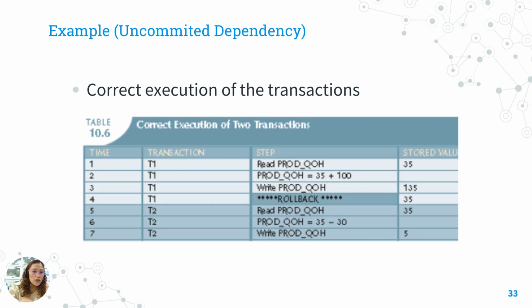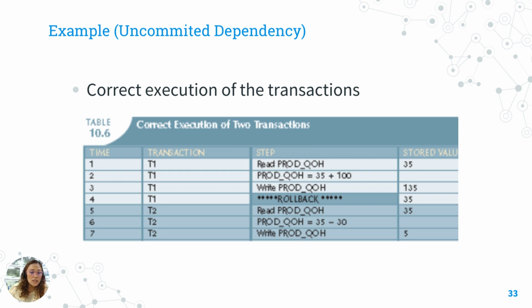Okay. So, for the correct execution of this transaction, this is the correct one. As you can see, transaction 1 is completed first before transaction 2 will start. Transaction 1 was able to read the current value for quantity on hand, which is 35. Then it tries to update quantity on hand by adding the 100 units that have been purchased, so 100 plus 35, that's 135 units. Instead of committing it, transaction one rolled back the update. Meaning the adding of 100 units was not saved permanently. Instead, the value for product quantity on hand was restored to its previous value, which is 35.